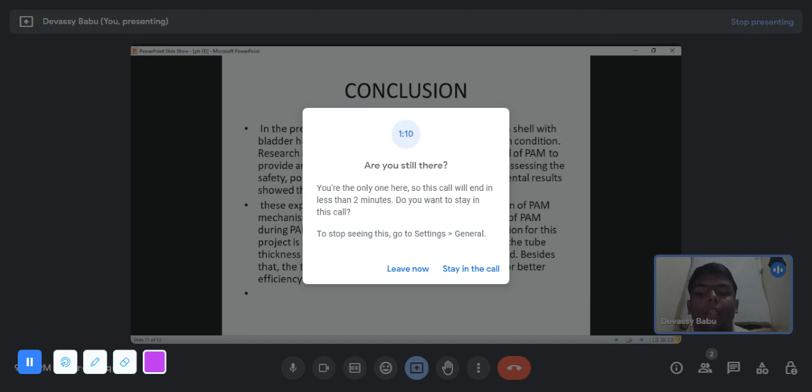During the pneumatic air muscle contraction process, the future recommendation for this project is to increase the thickness of the bladder, as if the tube thickness is high, it can withstand more applied pressure. Based on that, the type of braid can be recommended for better efficiency of pneumatic air muscles.